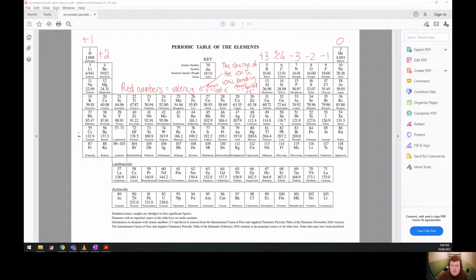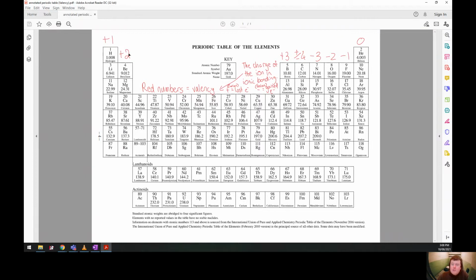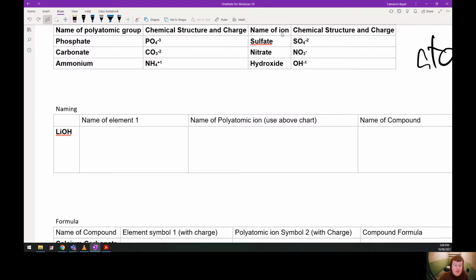Like we talk about elements having certain valencies or certain charges. Everything in group 1 is going to have a +1 charge. Everything in group 2 is going to have a +2 charge. Group 13 is going to have a +3. But instead of that, these polyatomic ions have their own charges. So phosphates are always going to be -3. Carbonates are always -2. Sulfates are always -2. Nitrates are always -1. And hydroxides are always -1 as well. And ammoniums are +1, which means they give away an electron rather than gain it.